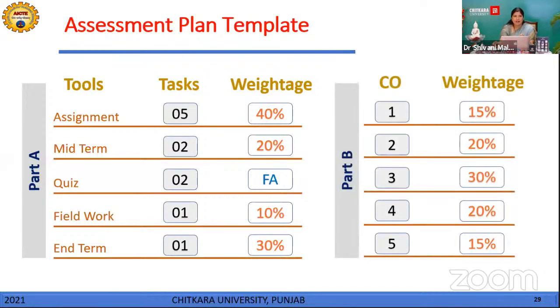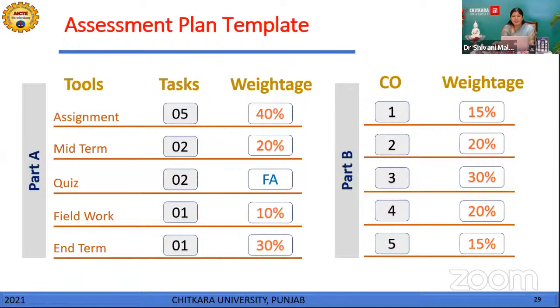Then part B of the plan. This is where you have declared the tools, the frequency, that is the task, and the weightage of those respective tools. Now part B is the COs. For every course, you have defined course outcomes, that is, after the completion of the course, what the student will be able to do, what he will be capable of demonstrating, or which competency he will possess. Any course can ideally have between 4 to 6 course outcomes. You need to define the weightage of each and every course outcome. Please make sure that whatever you define, you test the student exactly for that weightage.